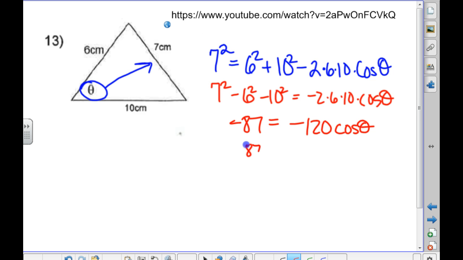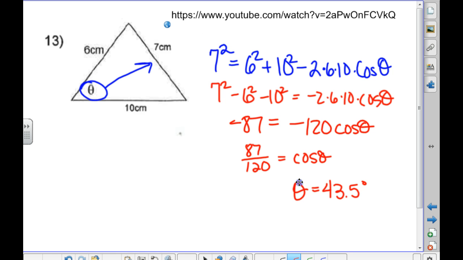Prediction, obtuse or acute angle? Yep, it's positive, so we should get an acute angle. Inverse cosine of 87 divided by 120. I am not in degree mode on my calculator, that's a problem. 43.5, anybody? Yep.